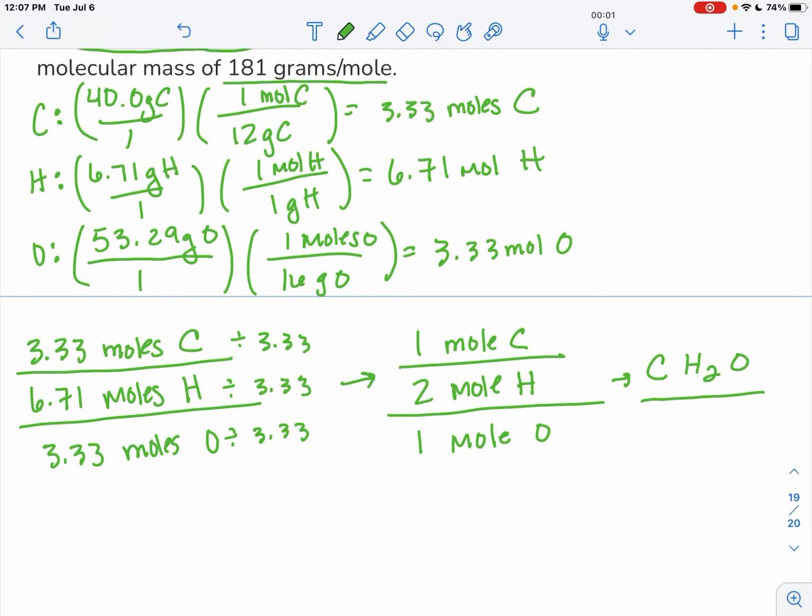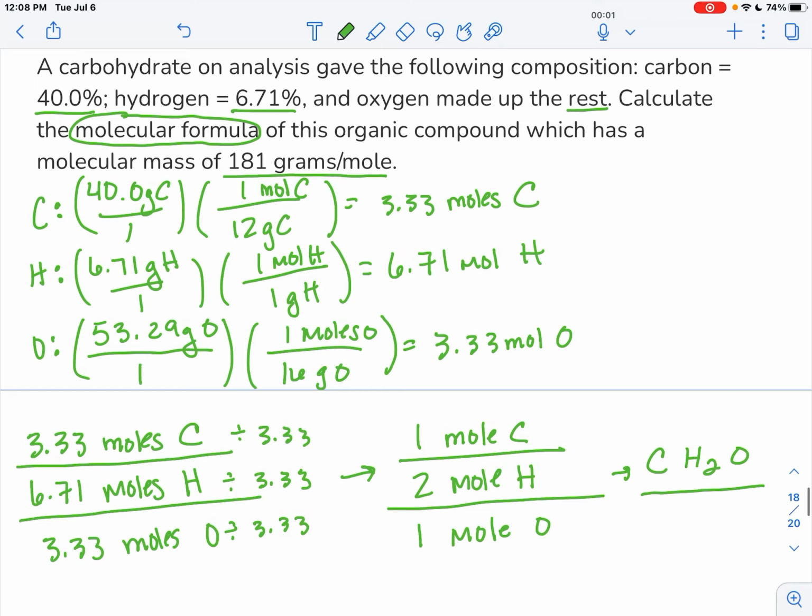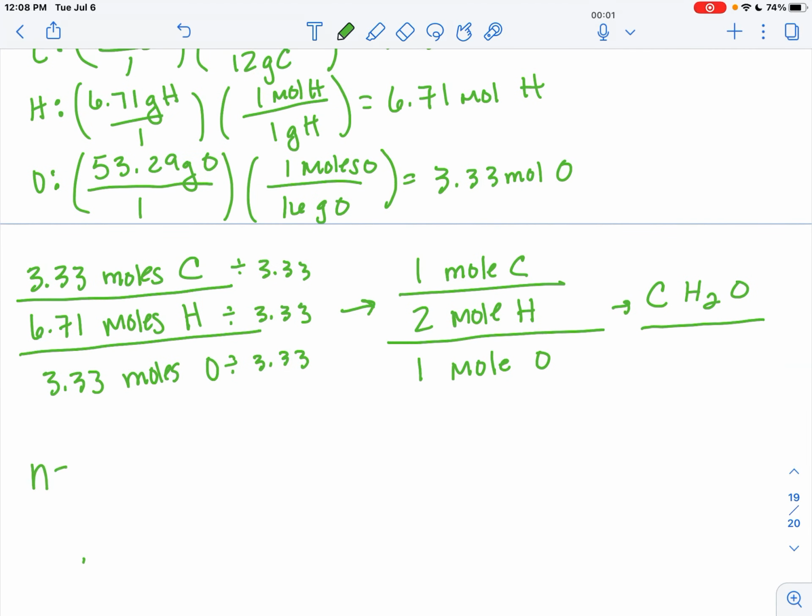But that's not what the question was asking. The question is asking for the molecular formula. So now we're going to take our molecular mass and divide by the molar mass of CH2O. Okay, so you find the molar mass of that, which is 30. When you do that division, you get 6.